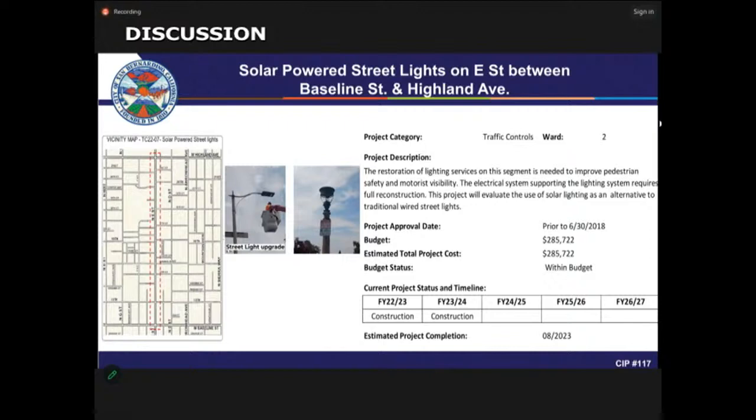You can see the picture on the left. We're within budget on this project, and we're planning for it to be completed in August of 2023. We're almost done with it.